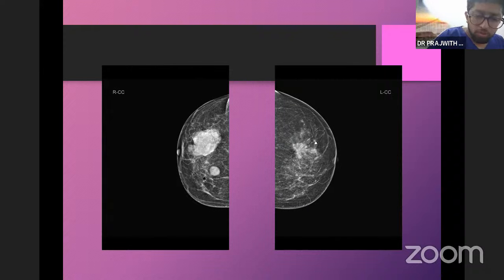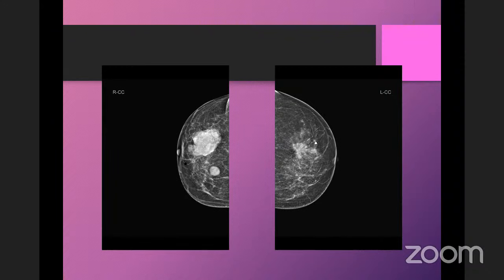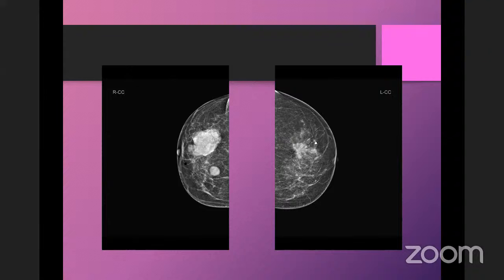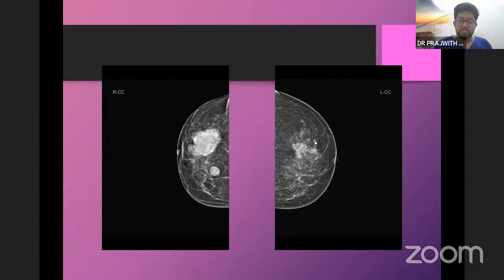Now, what can you tell about this? Sir, small, well-defined mass with defined margins, sir. Okay, circumscribed margin, good. Probably BIRADS 2, sir. Yes, good. See, that's how very simple it is. BIRADS 2 or BIRADS 1 it can come up to. In this setting, we will keep it BIRADS 2.